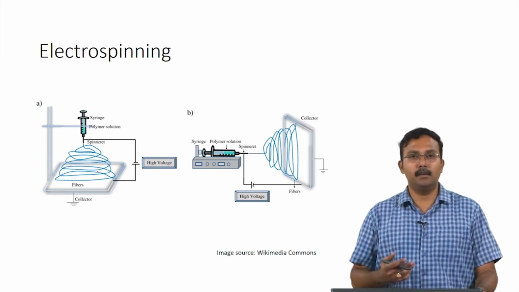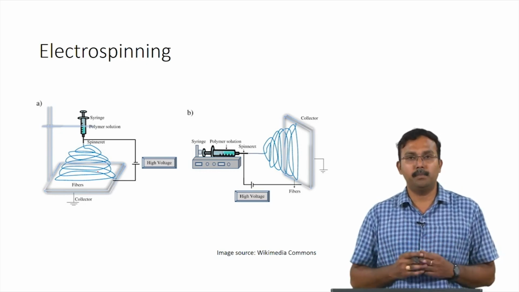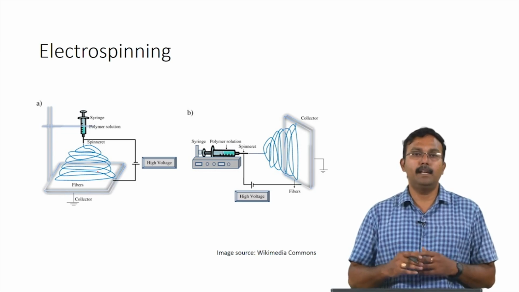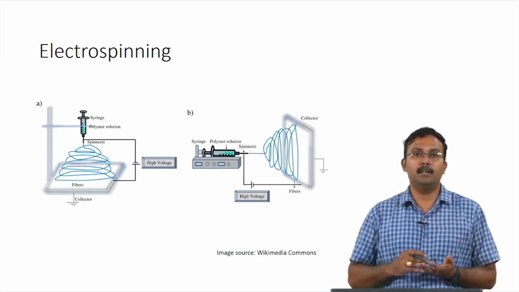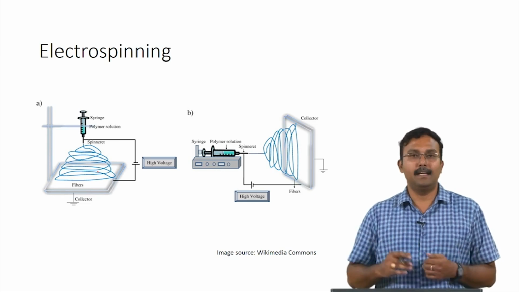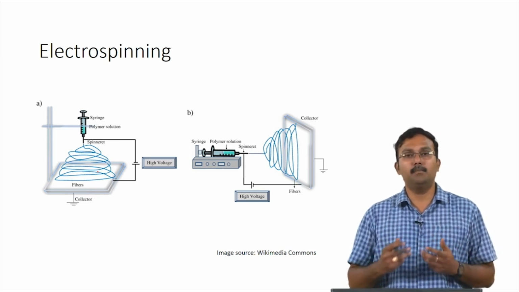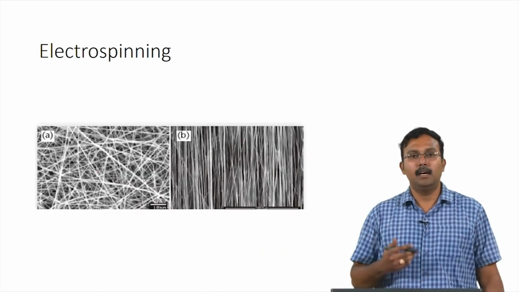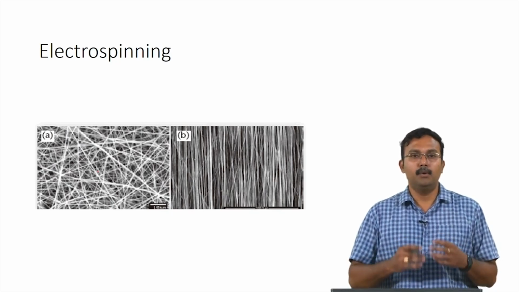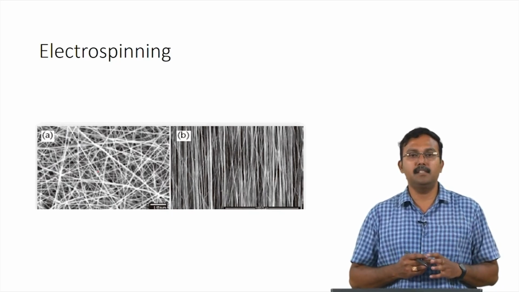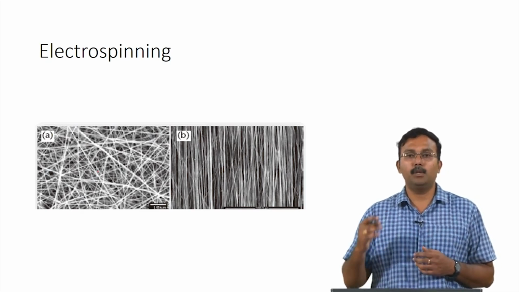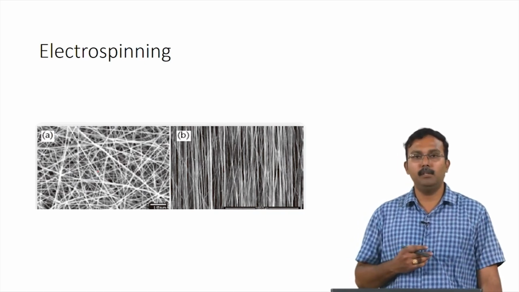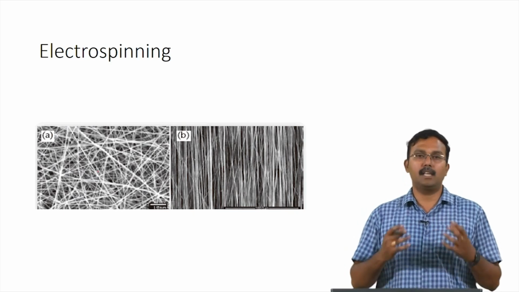Another factor which can be looked at is the different types of collectors which are used. By using a flat collector, you would get a nanofibrous mat which is not aligned. However, if you were to use a rolling drum, you can create aligned fibers. So, the scaffold, when you look at it under a scanning electron microscope, would look something like this. What you see on the left is non-aligned electrospun fibers, and what you see on the right is the aligned electrospun fibers. So, these are some of the commonly used techniques for scaffold fabrication.